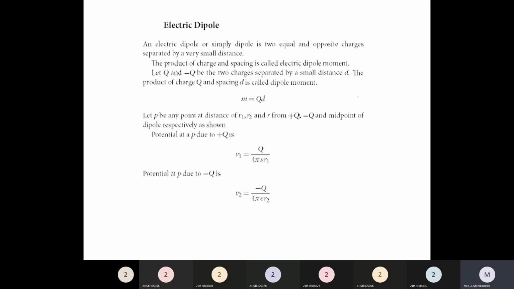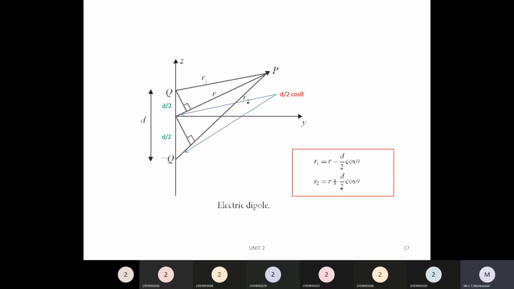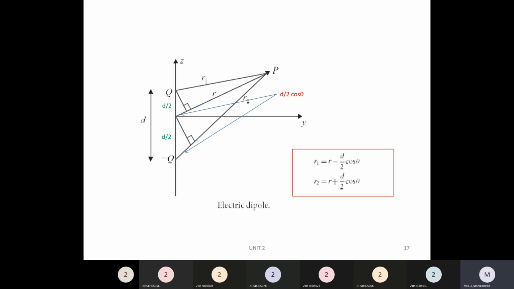You can see the diagrammatic representation of the electric dipole. We have q and minus q, and we want to find the potential at this point P because of this dipole. It is given by the formula V equals M cos theta divided by 4 pi r square. M is the dipole moment, r is the distance, and theta is the angle of separation between the two.